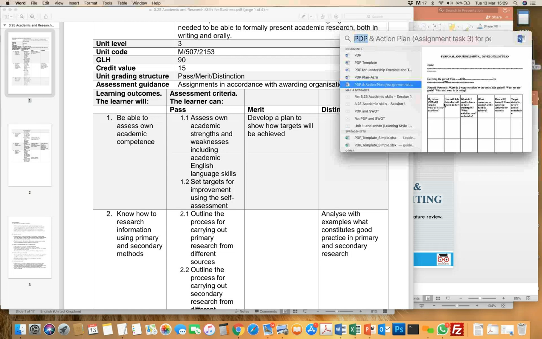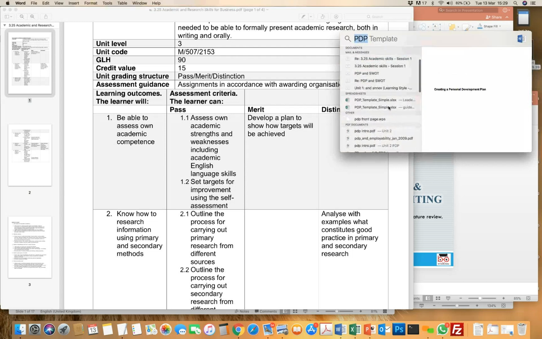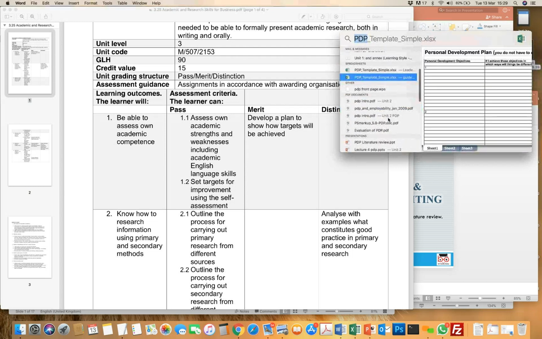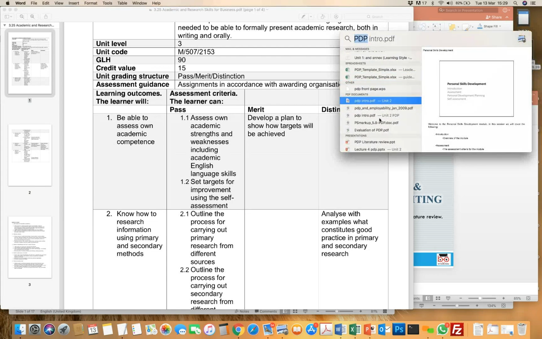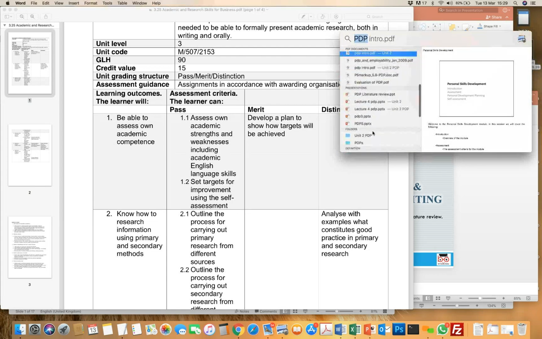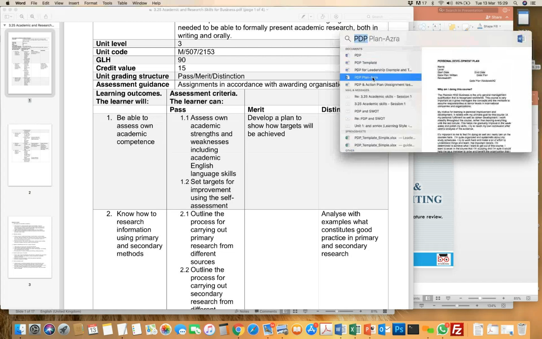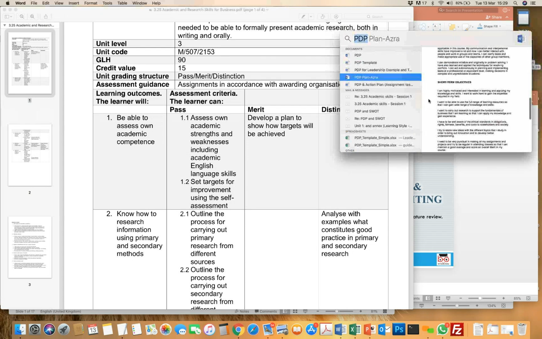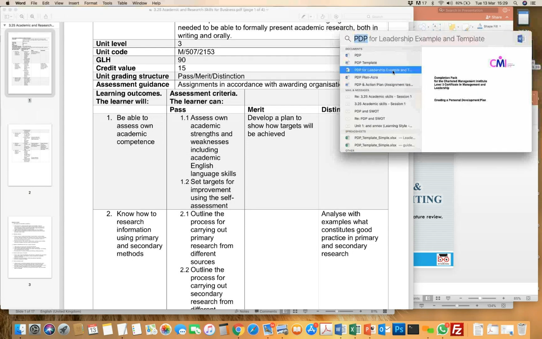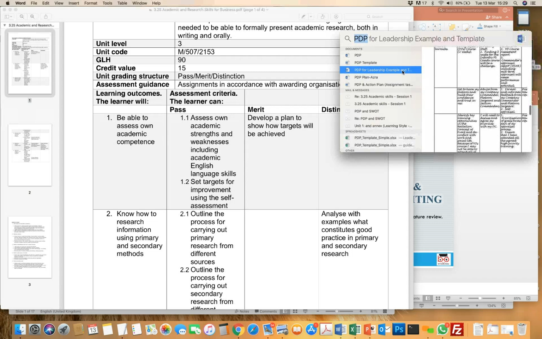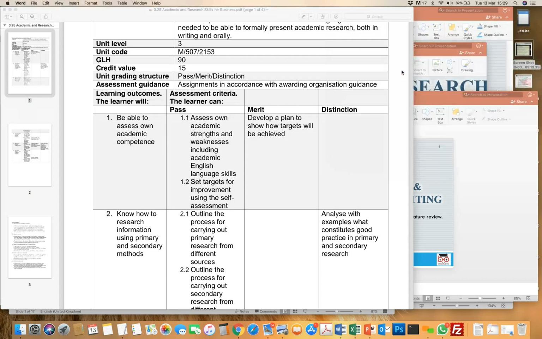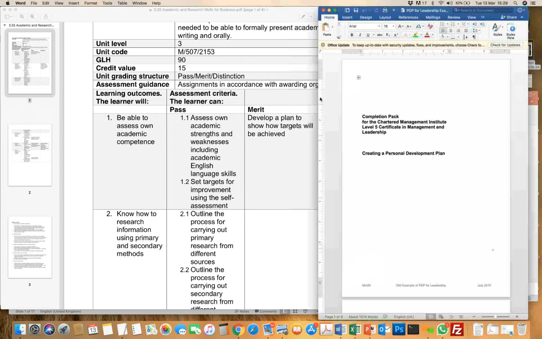I'm going to try and show you another PDP just in case, as a template, because there is no set specific format for this. But what we want is something which allows you to get this into some shape or form. So just having a quick look to show you something, this is a good example, which is a pre-filled template, and I can send this off to you.